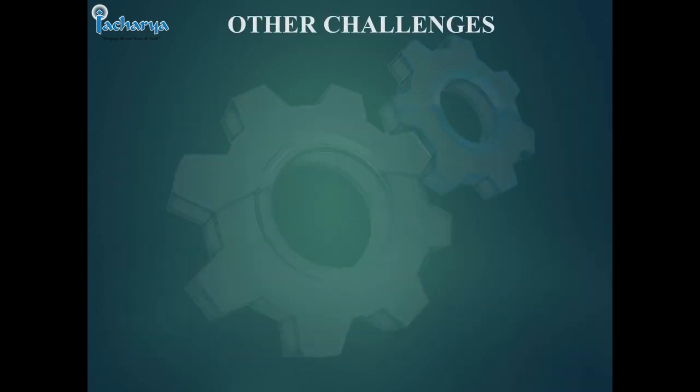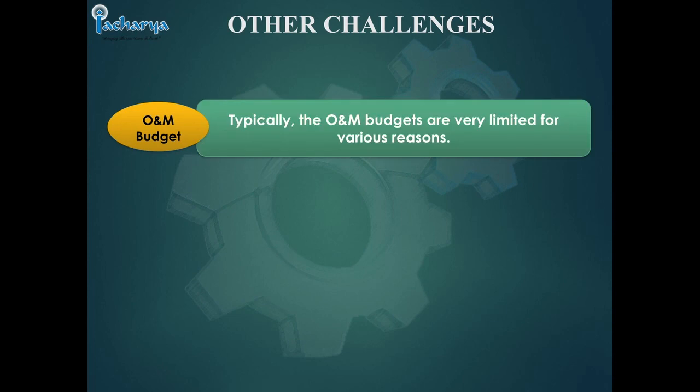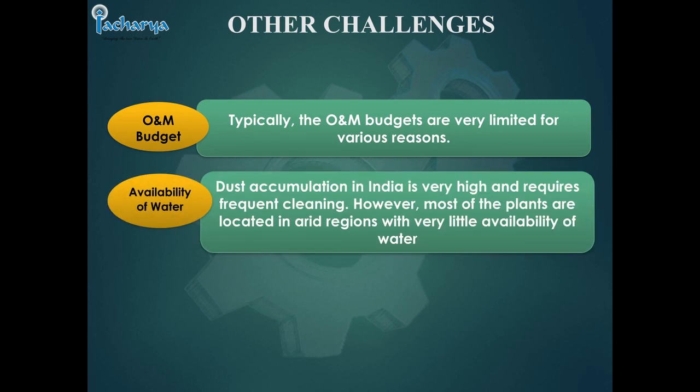Other challenges. The other challenges in O&M practices are O&M budget. Typically, the O&M budgets are very limited for various reasons. Availability of water. Dust accumulation in India is very high and requires frequent cleaning. However, most of the plants are located in arid regions with very little availability of water.